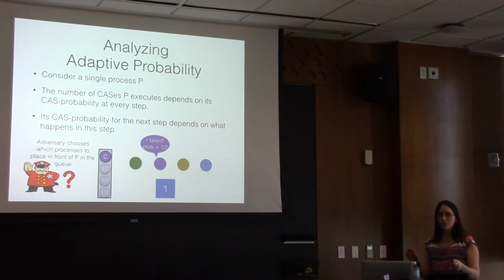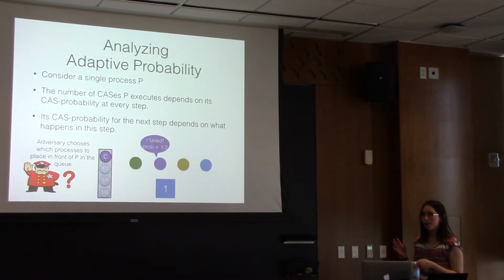And like Boris mentioned, we have this assumption that the adversary doesn't know the actual results of their coin flips. It just knows the probabilities. So it can put some weight ahead of the purple process in order to influence whether it will see a change or not. And so we're going to call this weight rho.